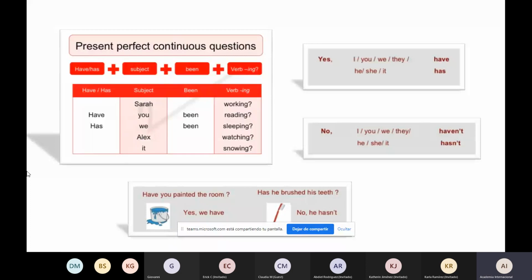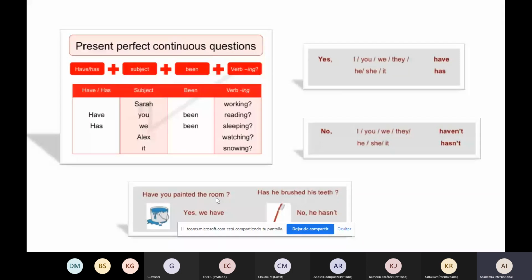Entonces, mencionamos también el pronombre del sujeto, o sea, mencionamos el sujeto como yes, I have, or yes, she has, or no, we haven't. We can use the structure haven't or hasn't if we want, but you can also use have not or has not, and it's the same, ¿ok? Bueno, acá quería añadir esto.